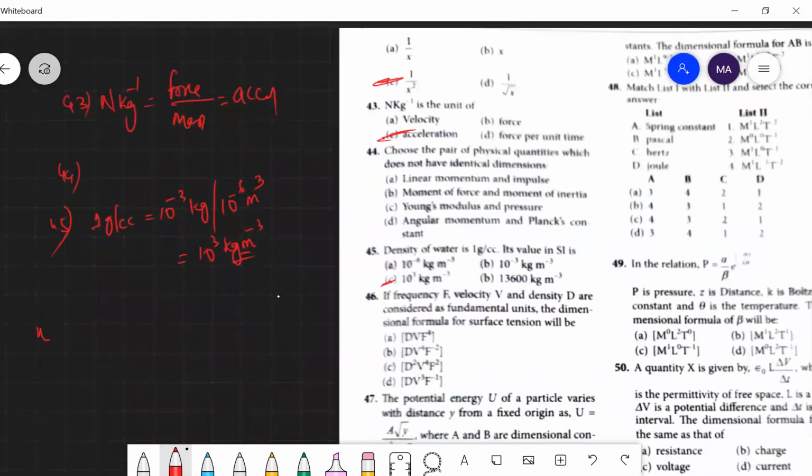46. See, we got this paper to be done in 45 questions. So literally how much time have we taken? I don't know. What is the time?